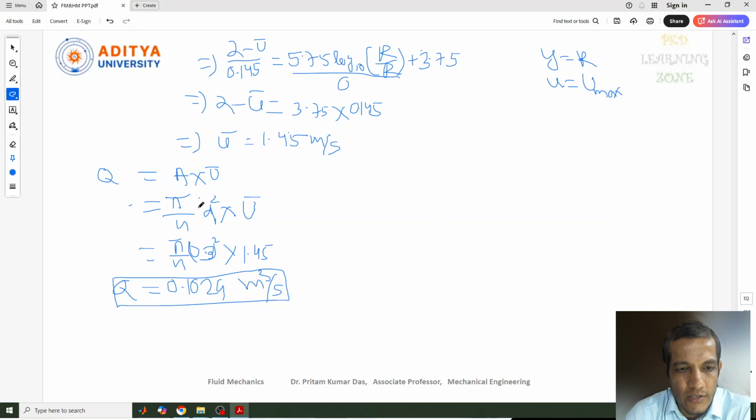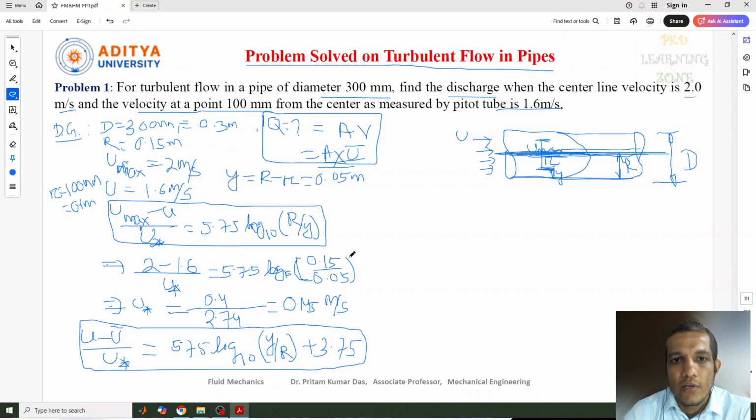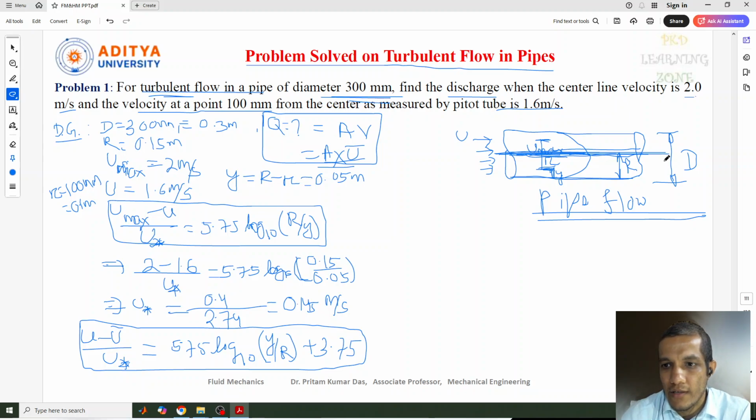So I hope you understand this question. What I have done here is very simple. This is the final answer of discharge. The question is very simple: turbulent flow is there in a pipe. This is the pipe flow and the fluid is flowing turbulent, and the diameter is given as 300 millimeter. We need to find the discharge, Q. The center line velocity 2 meter per second is given, and the velocity at a point at some distance smaller than r is given, 100 millimeter.